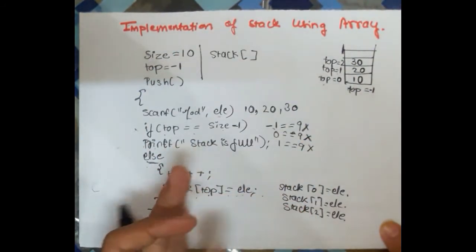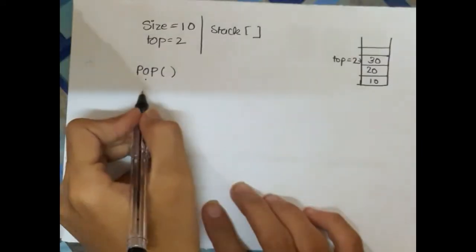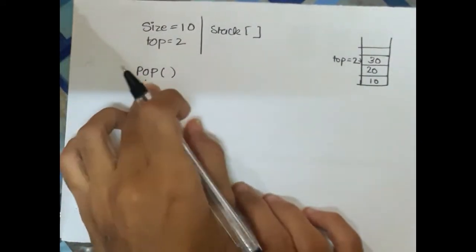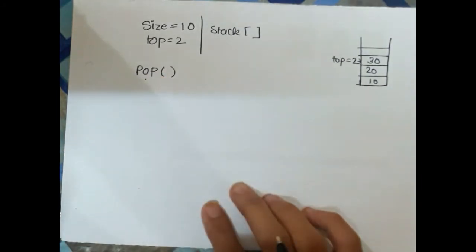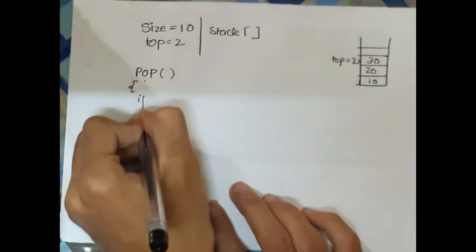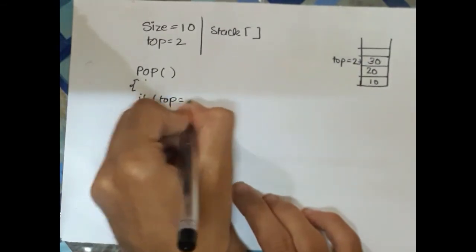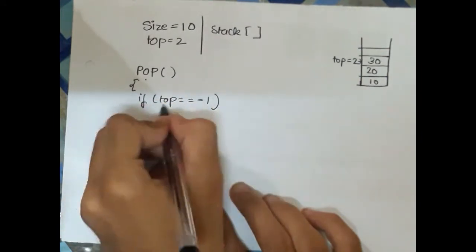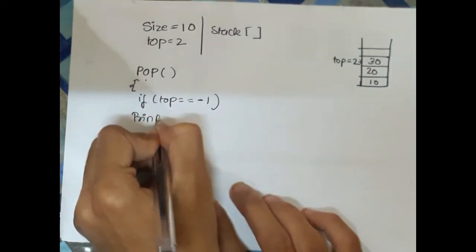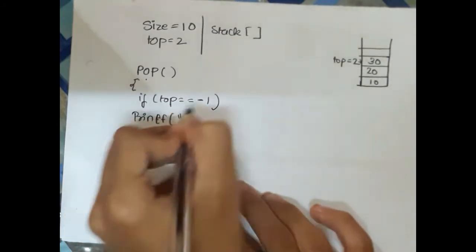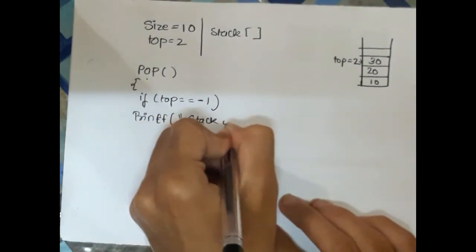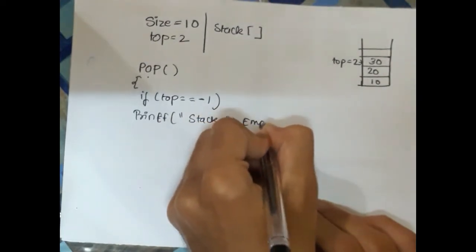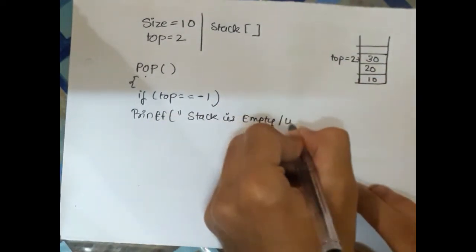Now the second operation is the pop operation. For performing the pop operation we have to check the stack underflow condition, and if that condition is true, the pop operation cannot be performed. Okay. So if top equals minus 1, this is the stack underflow condition, and if this is true we have to print stack is empty, or we can also print underflow.